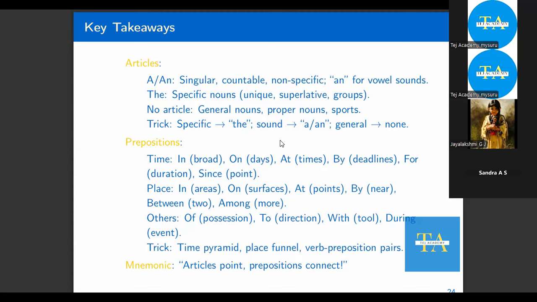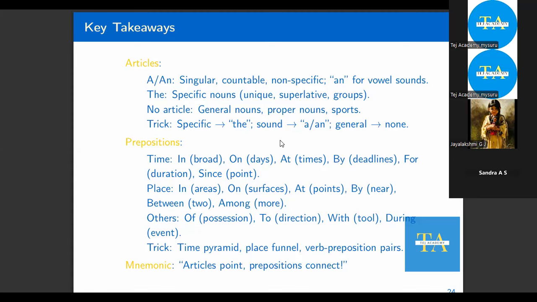So place, when we speak about place, we use in for areas, on for surfaces, and at for points, I mean specific points or locations, and by for the near. And between is for two, and among is for more than two. And others, like of for possession: we use of for sentences which show possession. This is about the possession of something.